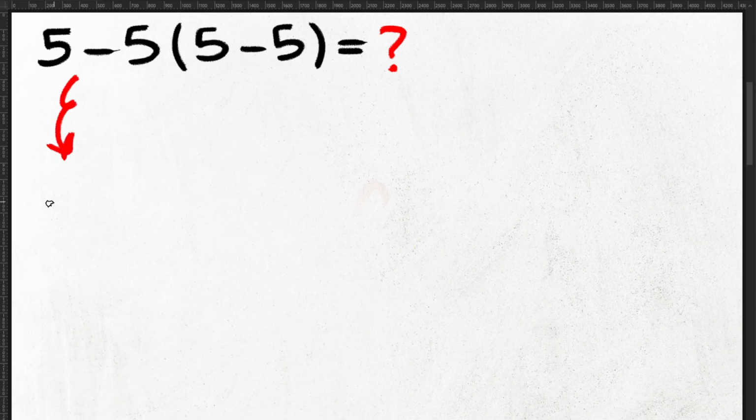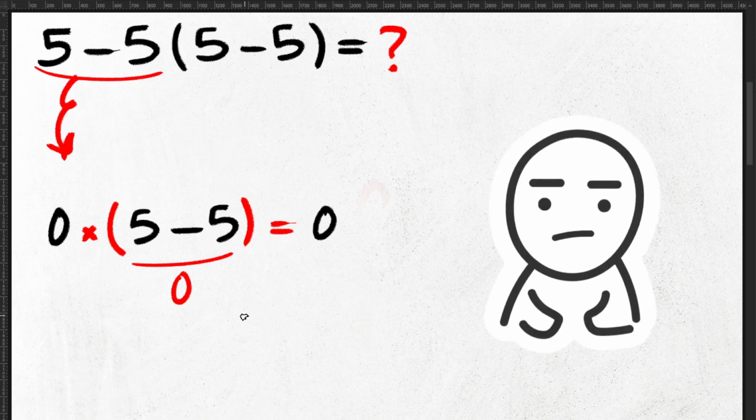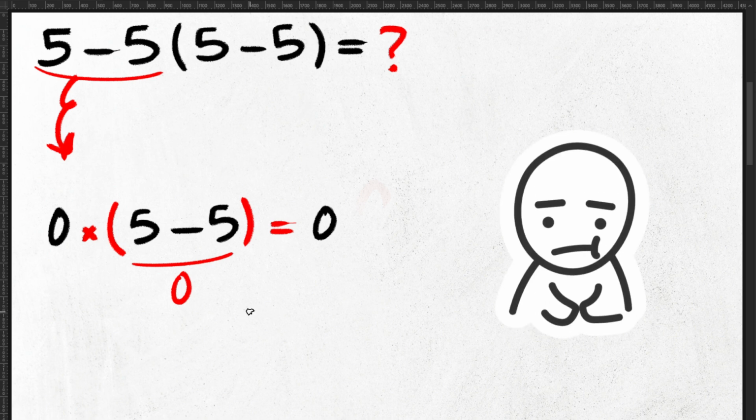A common mistake looks like this. People solve the first 5 minus 5 and get 0. Then they write 0 times (5 minus 5) equals 0. And they conclude that the final answer is 0. The mistake is that they ignored the correct order of operations.